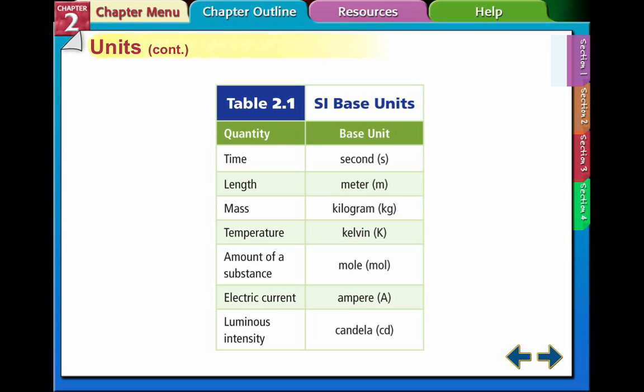We don't have instruments that measure in Kelvin, so we use Celsius, but the SI base unit is Kelvin. Amount of substance is mole. We will use that more. I believe it's chapter 10. Electric current is ampere, and luminescent intensity is candela.